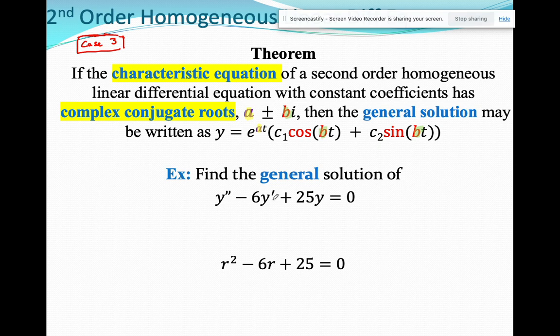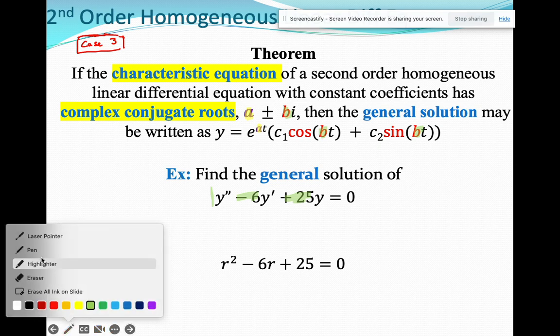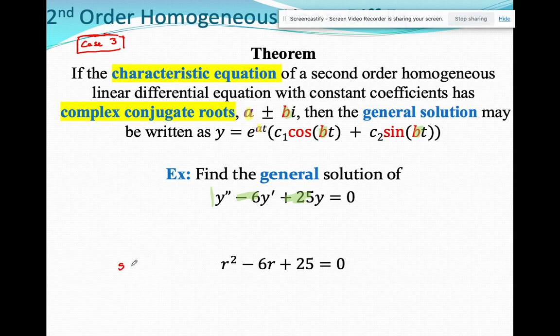So if you look at this here, finding the general solution for this second order homogeneous linear differential equation, I have 1, I have -6, and I have +25. So I turned it into my characteristic equation. That was step 1. That does not change. Get your characteristic equation. But I tried to factor this. It does not factor nicely.